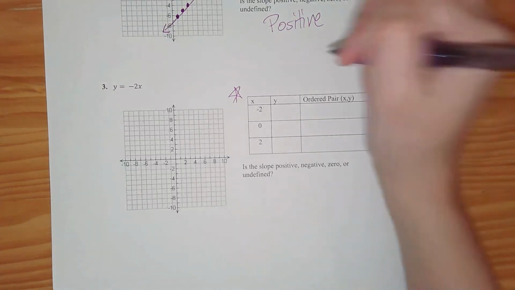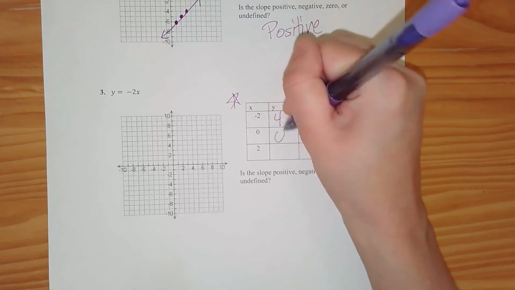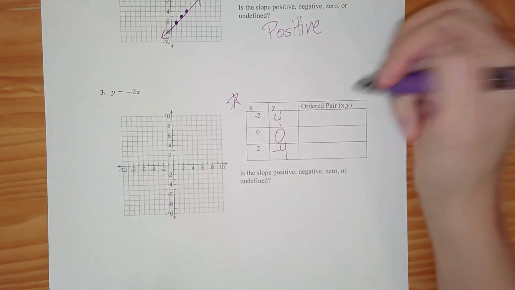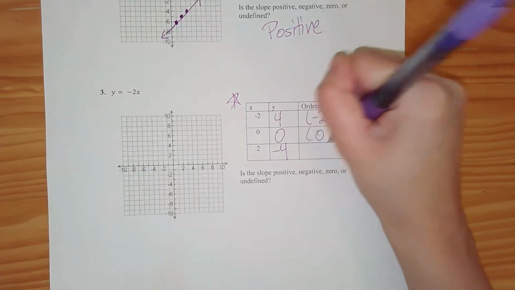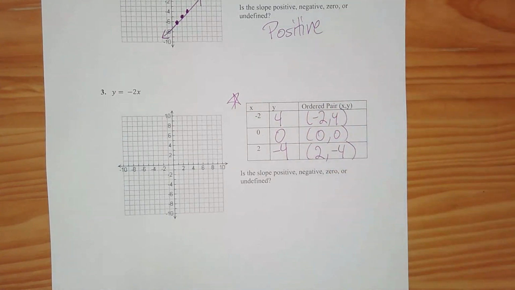When x is negative 2, y should be 4. When x is 0, y is 0. And when x is 2, y is negative 4. The ordered pairs then would be negative 2, 4, 0, 0, and 2, negative 4. How'd you do? Hopefully you did all right.